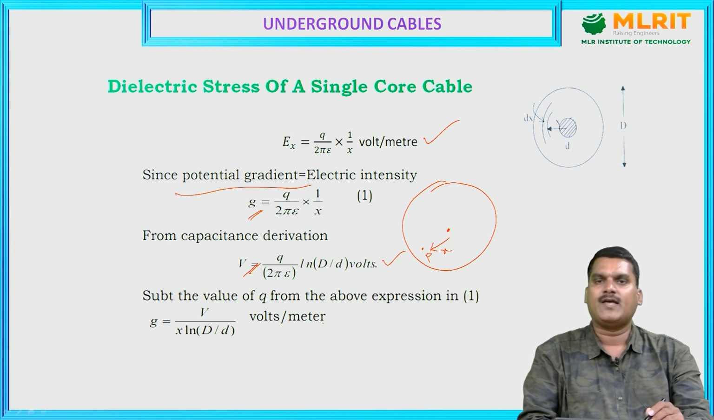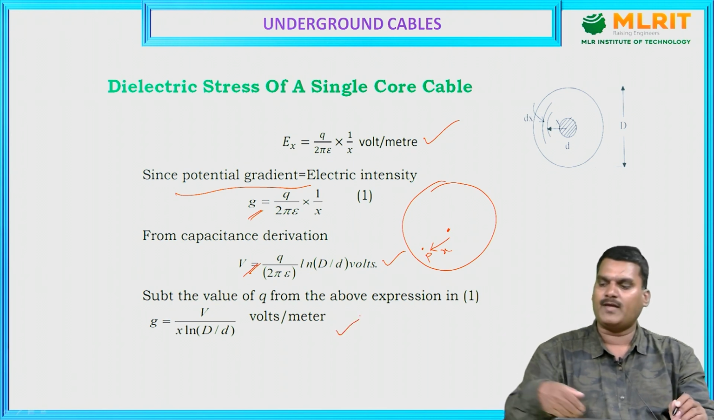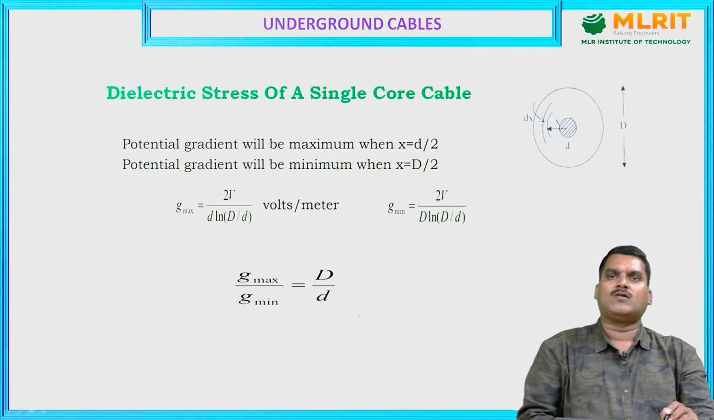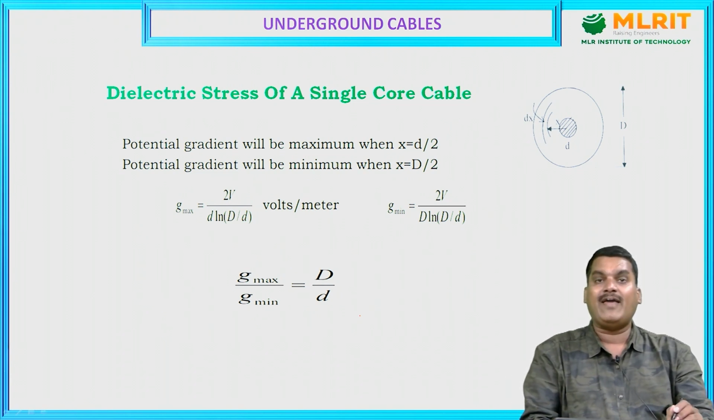G is given by V by x ln D by d. So if we club these two formulas for G and V, finally we will get G equal to V by x ln D by d. And one more thing is the dielectric stress variation. Potential gradient will be maximum when x equals d by 2.